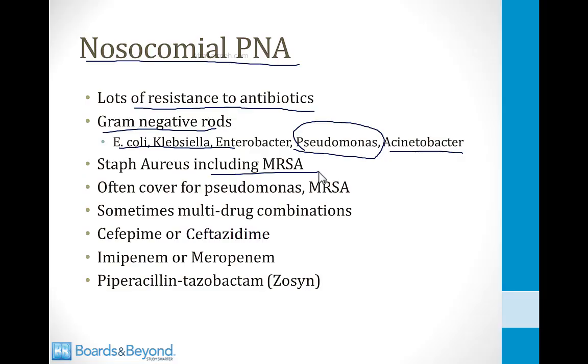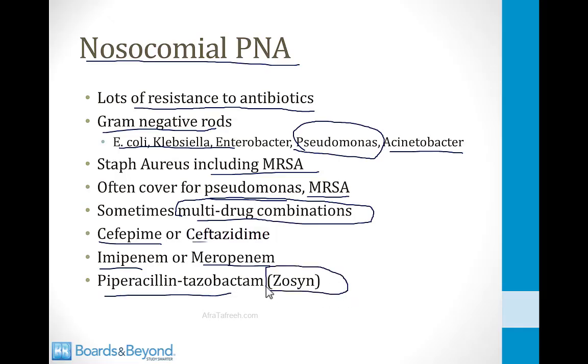So you often treat these patients very broadly with drugs that cover Pseudomonas and MRSA. Sometimes you have to use multi-drug combinations. Some of the antibiotics that are sometimes used are cefepime or ceftazidime, sometimes imipenem or meropenem, and sometimes piperacillin and tazobactam, which is called Zosyn. And these drugs all have anti-pseudomonal activity in a very broad spectrum, and that's why they're used for nosocomial pneumonias.